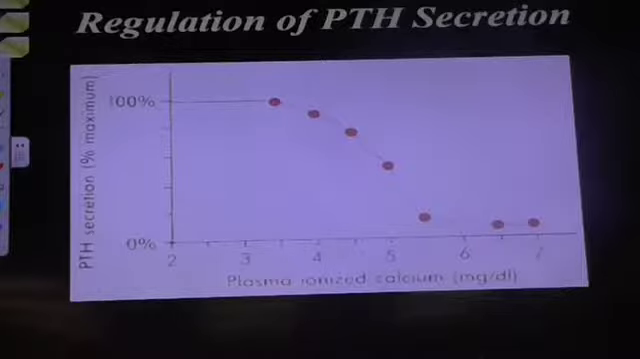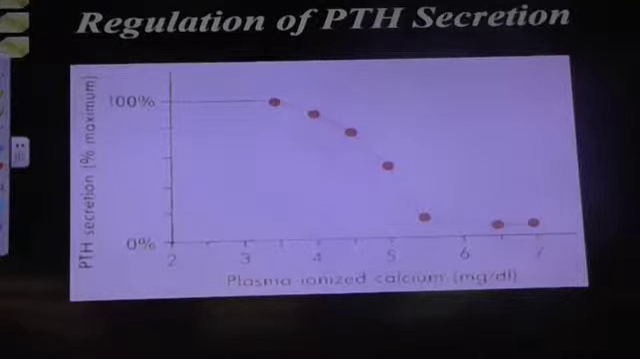In other words, if the ionized calcium is greater than 5.5, what's it doing to PTH secretion? Decreasing it. If you go back the other way, when you get below that 5.5, what starts to be released? The PTH. And when the calcium levels have really decreased, there's going to be maximum secretion. It's just showing you that there is an indirect, inverse relationship: as calcium levels increase, PTH levels decrease, and vice versa.